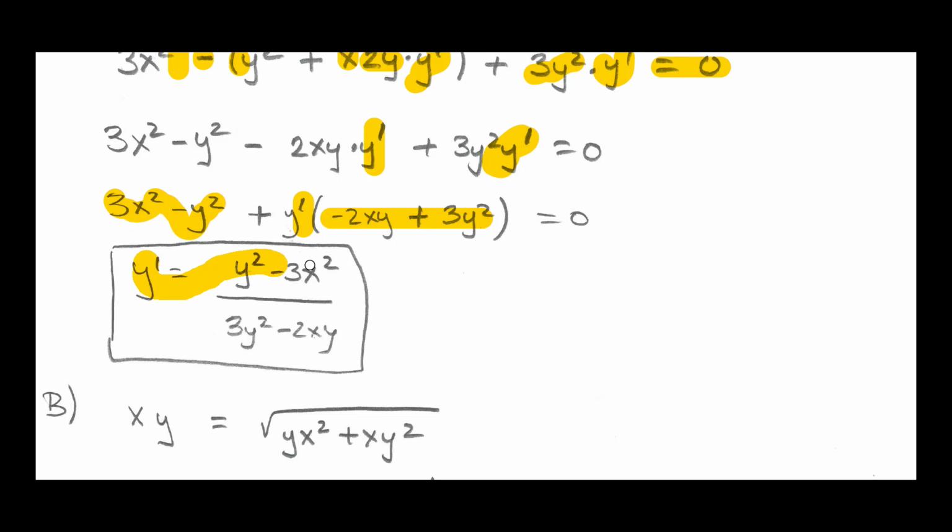For the final answer, y prime, which is the same as dy/dx, is equal to y squared minus 3x squared, divided by 3y squared minus 2xy.